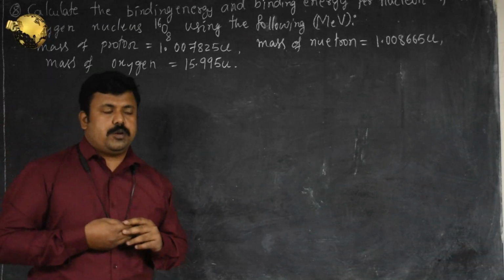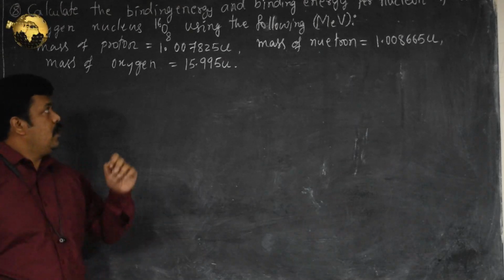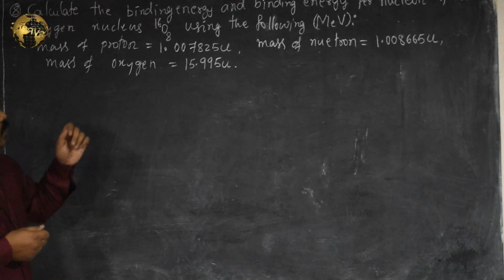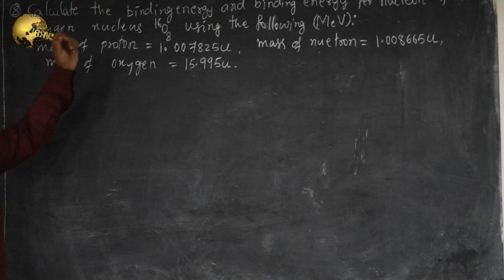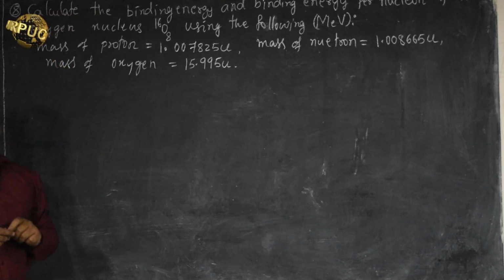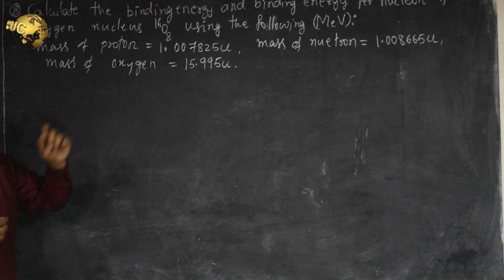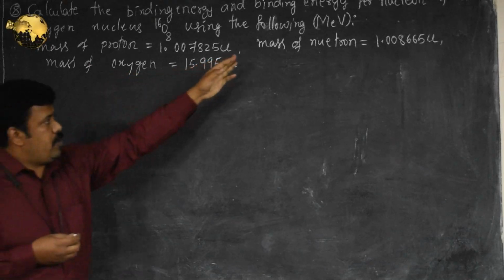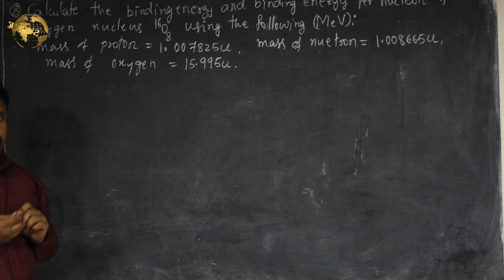Let's move on to question number 8 from the last 2 units, that is unit 9 and 10. This question is from nuclei, a very simple one. Calculate the binding energy and binding energy per nucleon of an oxygen nucleus O 16 8 using the following data. They have given the mass of proton, the mass of neutron, and the actual mass of the oxygen nucleus.